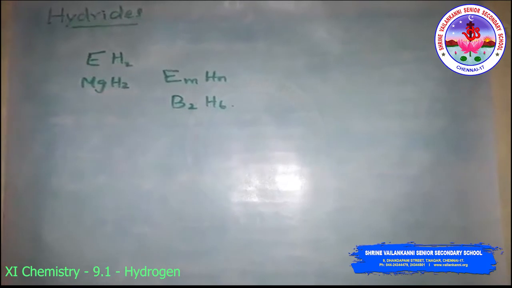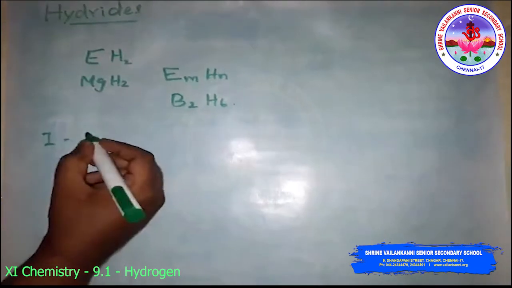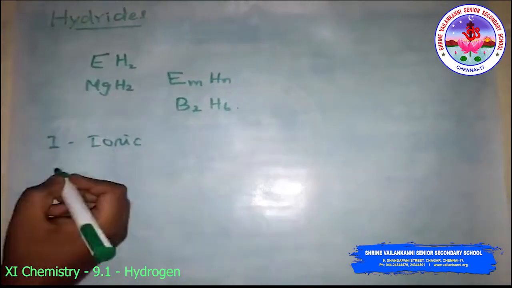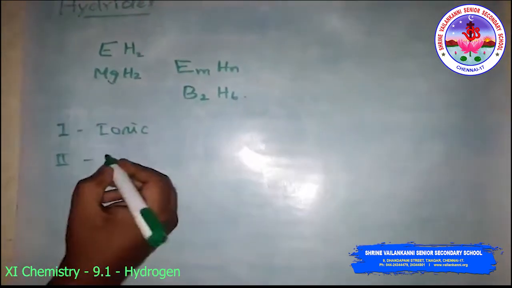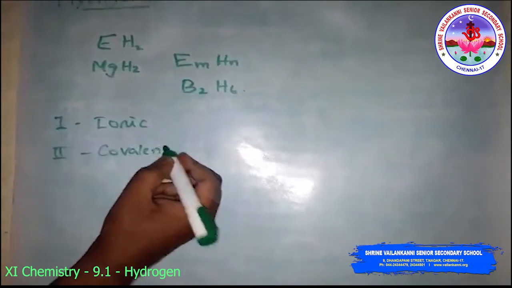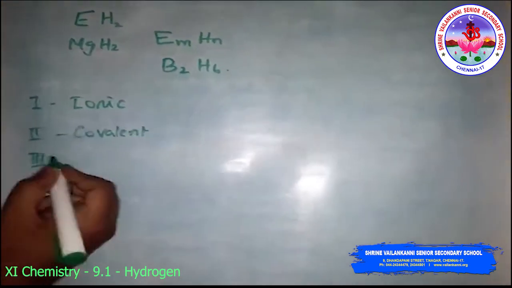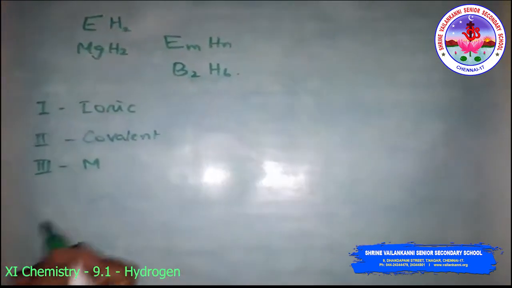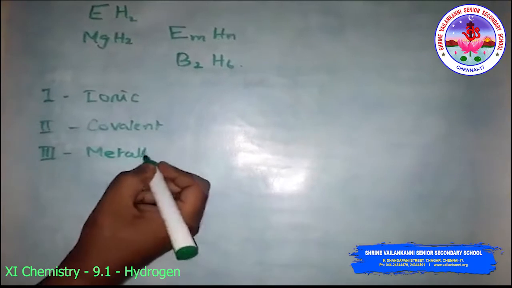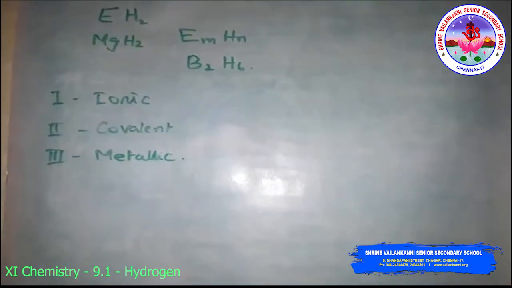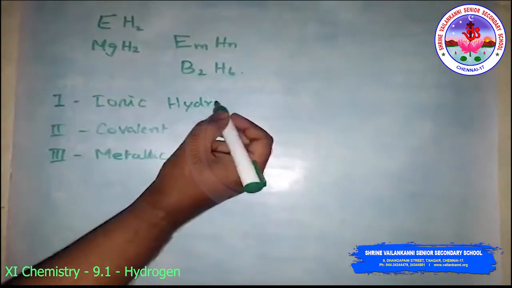One is ionic or saline hydrides. Second is covalent or molecular hydrides. Then third is metallic or non-stoichiometric or interstitial hydrides. So these are the classifications of hydrides. First we will see the ionic hydrides.